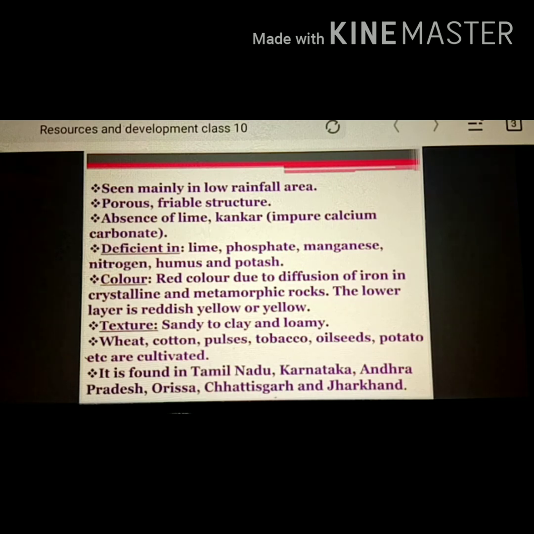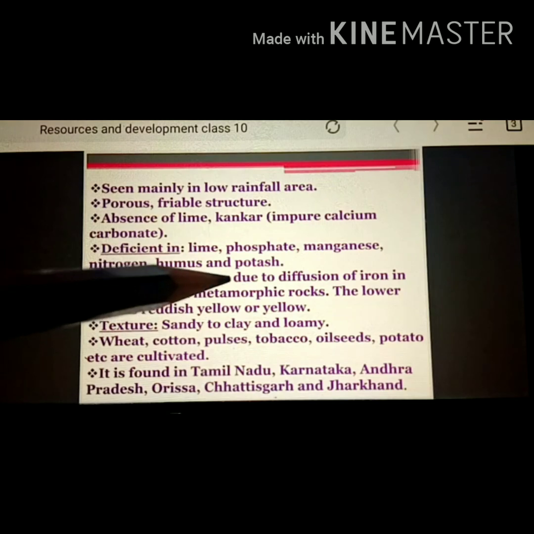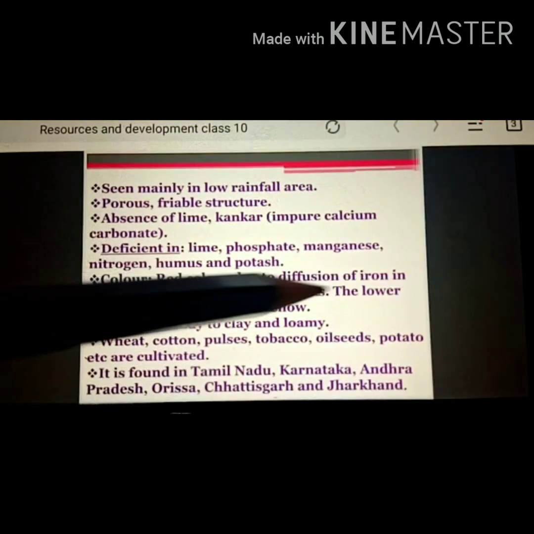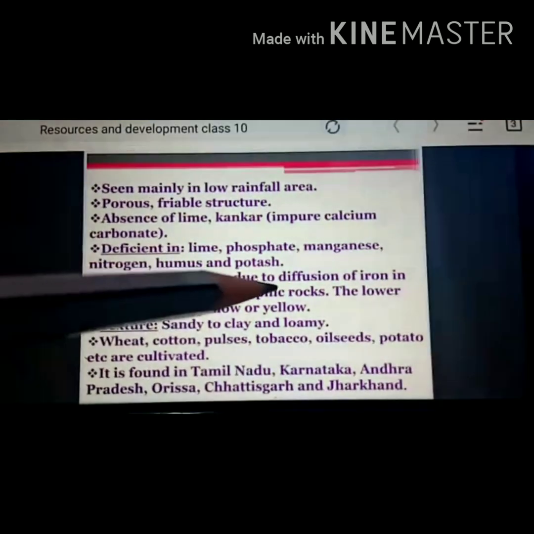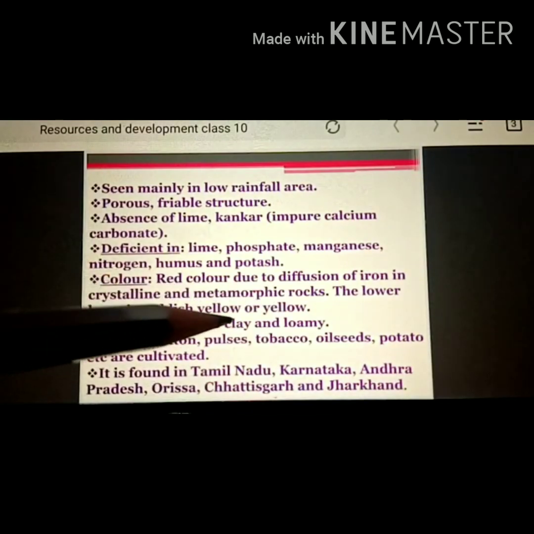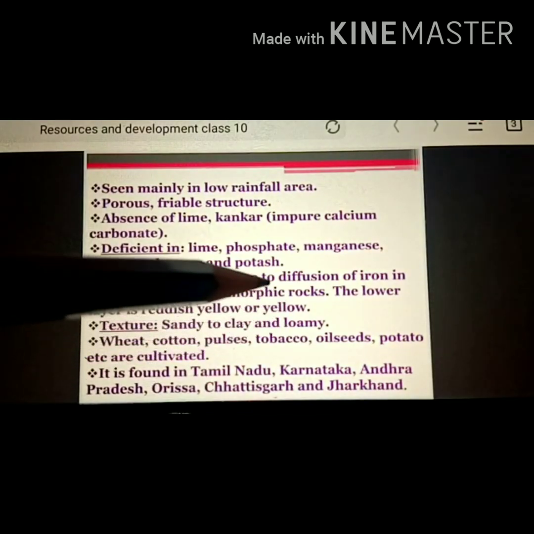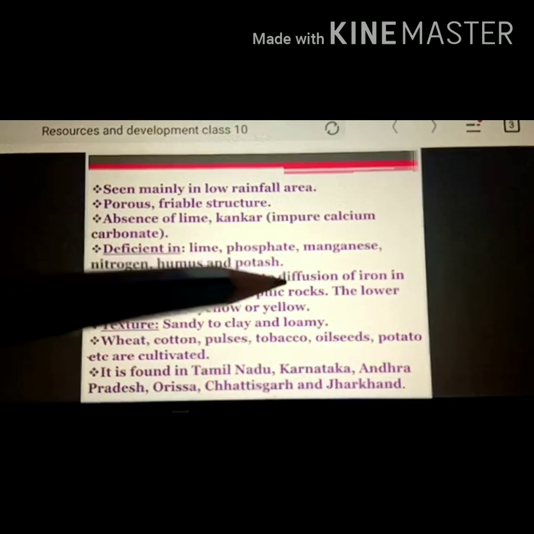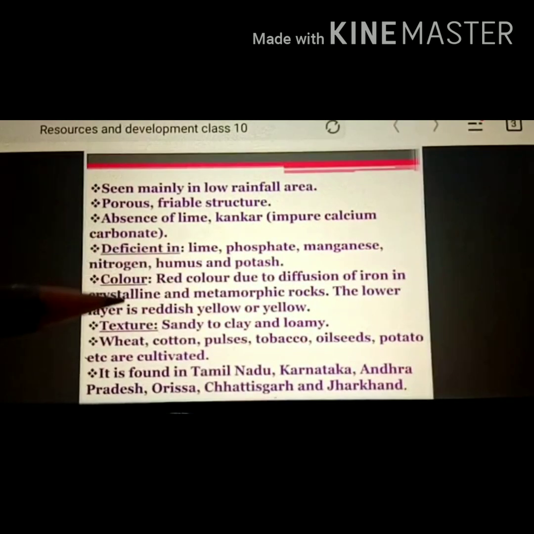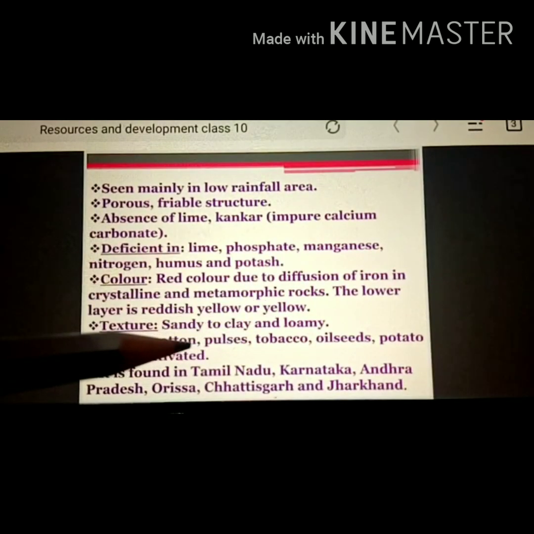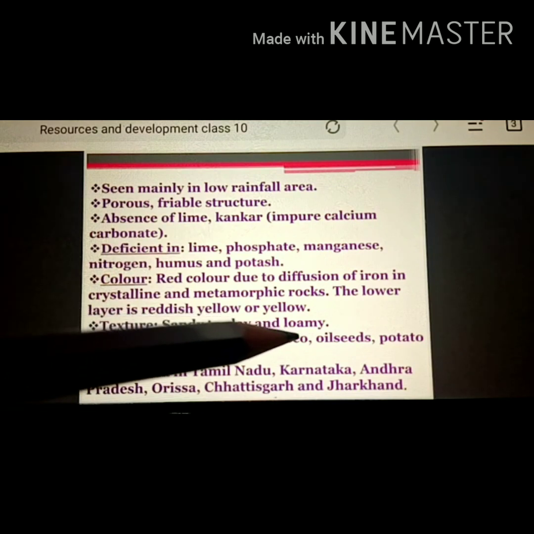Color, why is it red in color? This is a very important question regarding this soil. Red color is due to diffusion of iron in crystalline and metamorphic rocks. The lower layer is reddish yellow or yellow, but the upper layer is red. Why? Due to diffusion of iron in crystalline and metamorphic rocks. What is the texture? Sandy or clay and loamy.